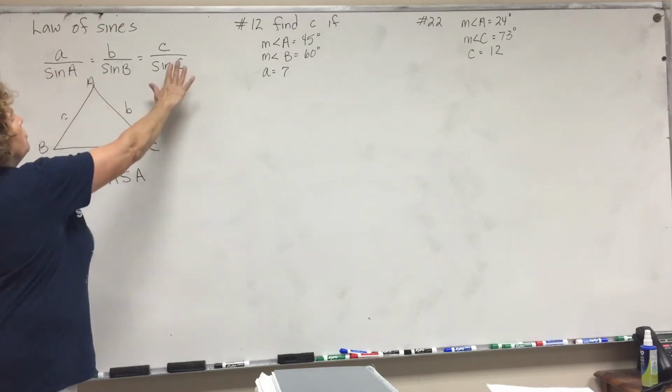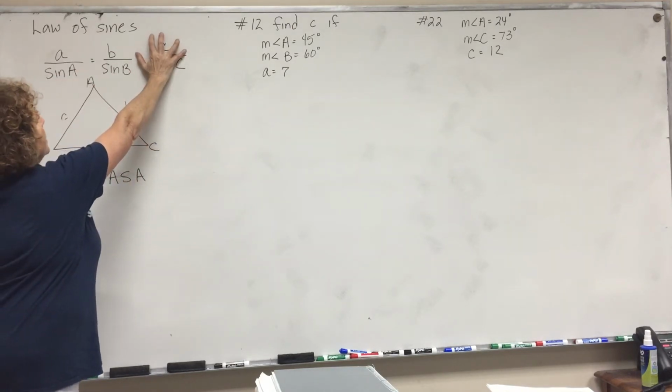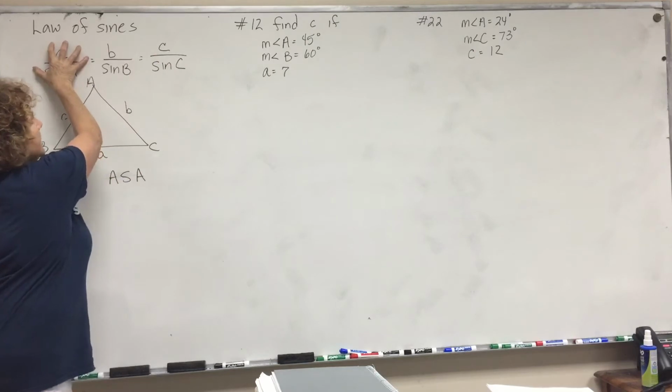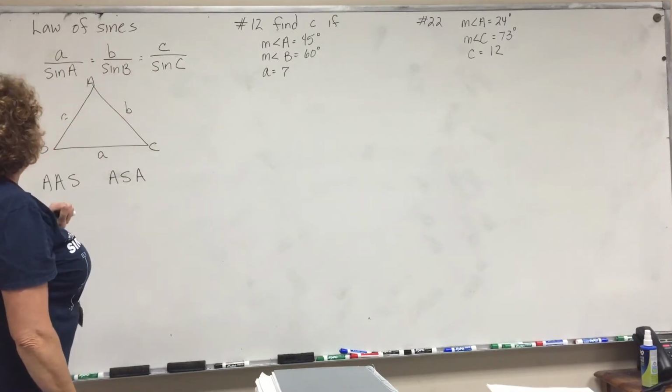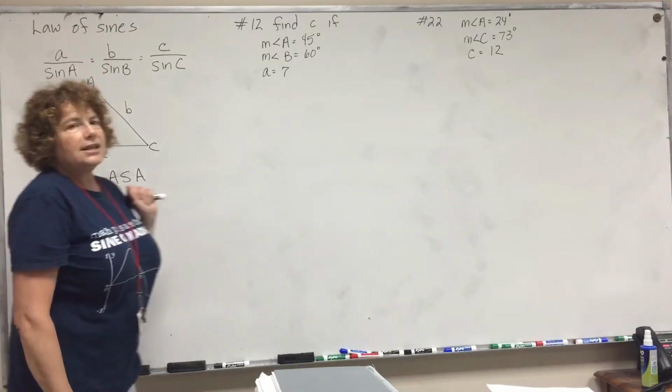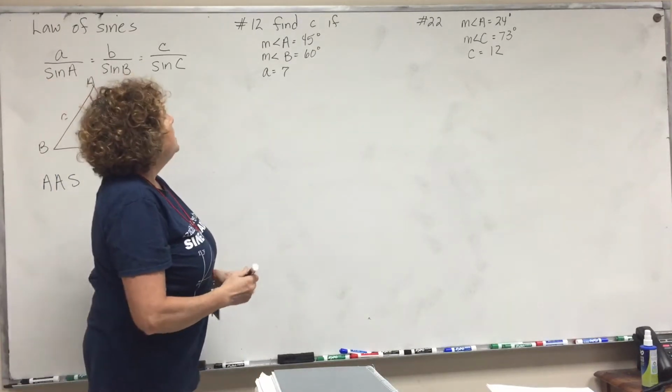Now, you'll never use all three at once. You'll use a pair of them like that, or a pair of them like that, depending on what you're looking for. But that's how it all works out. So that is the law of sines. So let's take a look at number 12.